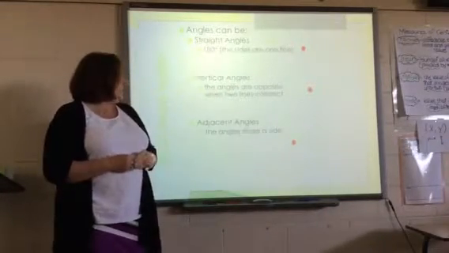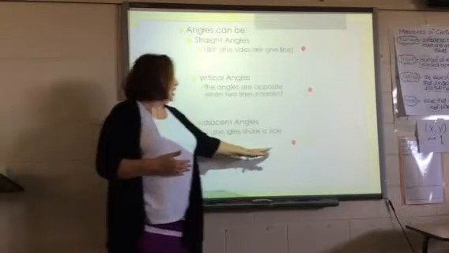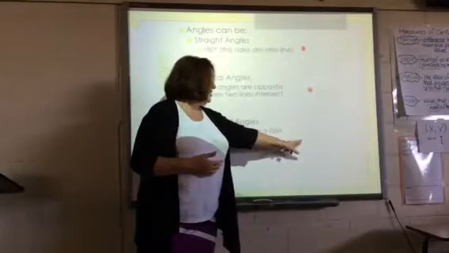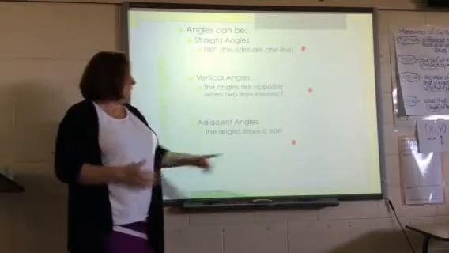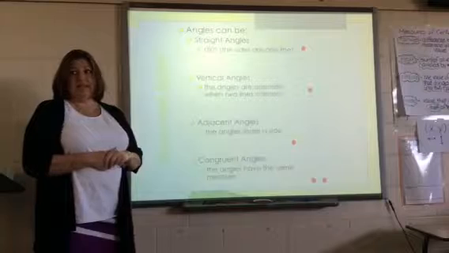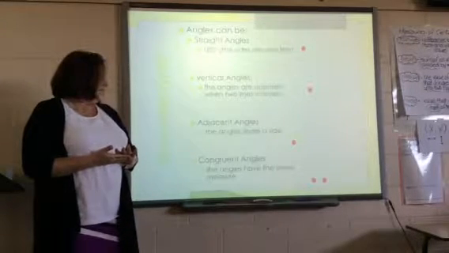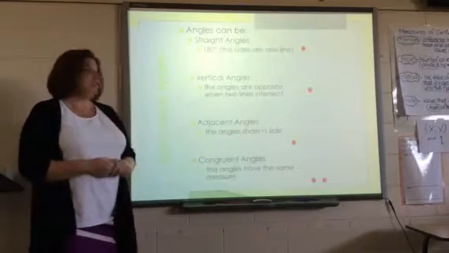I can have adjacent angles, and those mean the angles share a side. They have a common side, same vertex. These are adjacent angles. They don't have to have the same measure, they just have to have a common side. And congruent angles. Congruent means the angles have the same measure. They can or don't have to be adjacent to each other.